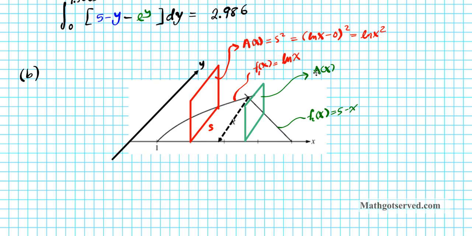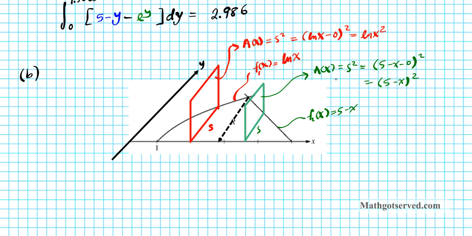And then this one, the same story, but a different function. The length of this segment is 5 minus x minus 0. Oh, wait, let's write out the area formula first. The area of a square is s squared. So this is s, so it's s squared. So it's going to be (5 minus x minus 0) squared, which is basically (5 minus x) squared.